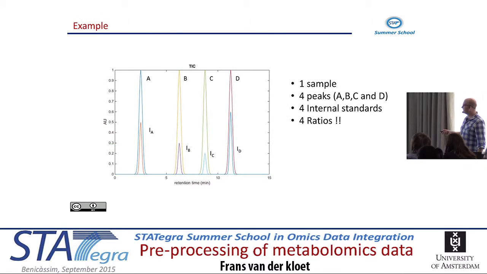And here I actually plotted one. What I did is, for every compound, I added an internal standard specific to that compound, and in the end I can calculate the ratio between them, and that should be constant between the samples.